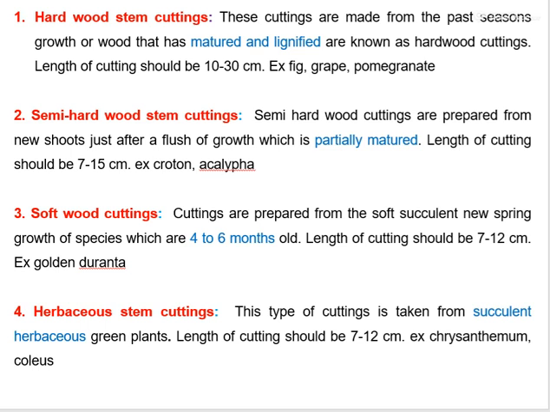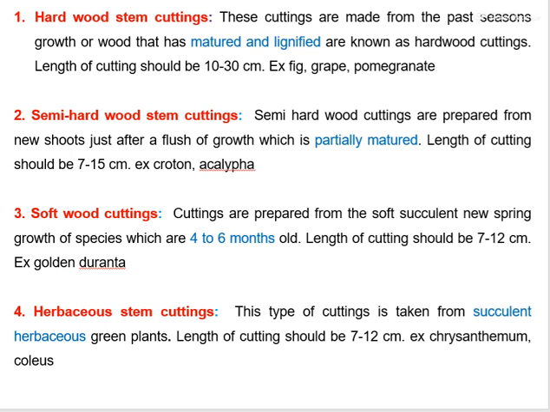And the last one is the herbaceous stem cutting. This type of cutting is taken from succulent herbaceous green plants. The length may again be 7 to 12. Examples are chrysanthemum and coleus. The herbaceous stem cutting is very delicate, so it needs more care during its preparation and production practice. So all these are the stem cutting methods.